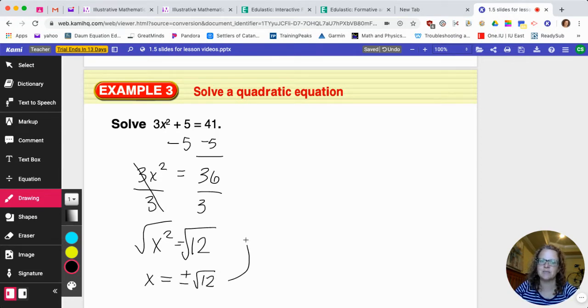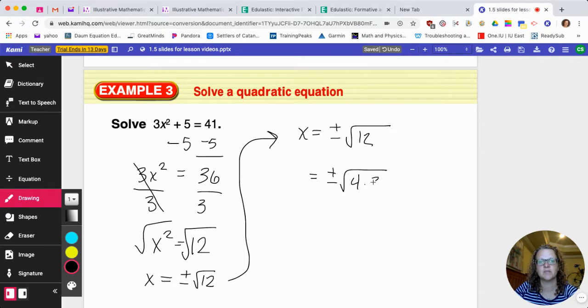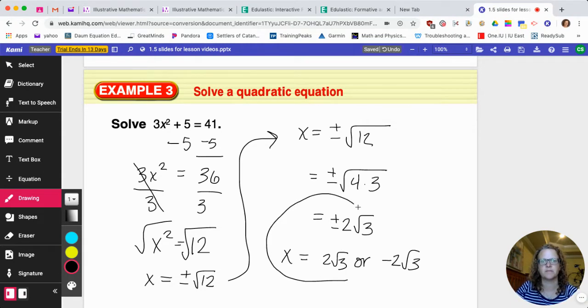Now that's not the simplest form. So x equals, let's rewrite that, plus or minus root 12, which is the same as 4 times 3. And 4 is a perfect square. 2 root 3. This means I have two answers. x equals 2 root 3 or negative 2 root 3. Or we just say plus or minus 2 root 3. Not so bad.